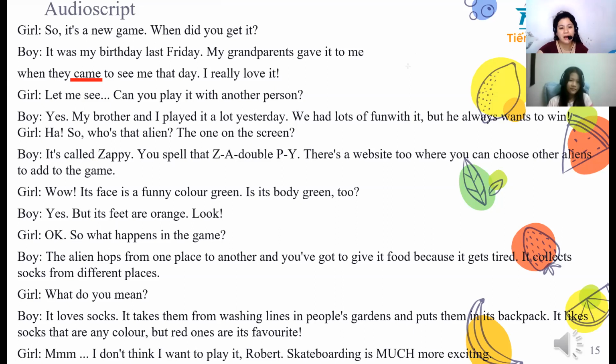So who's that alien? The one on the screen? It's called Zappy. You spell that Z-A-P-P-Y. Wow, its face is a funny color green. Is its body green too? Yes, but its feet are orange.